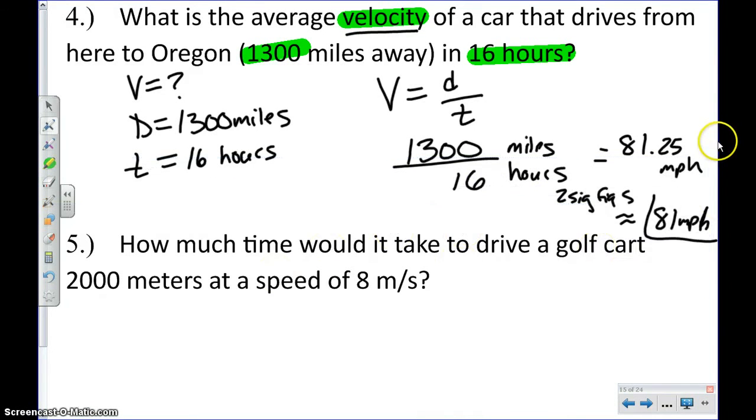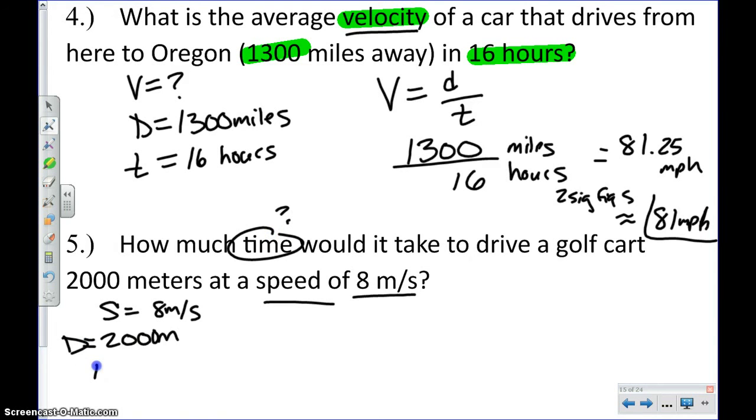Okay, so I've got 8 meters per second, that's my speed. Speed equals 8 meters per second. 2,000 meters is equal to my distance, and I'm solving for time. So how much time would I have? So I'm going to use this formula, speed equals distance divided by time.